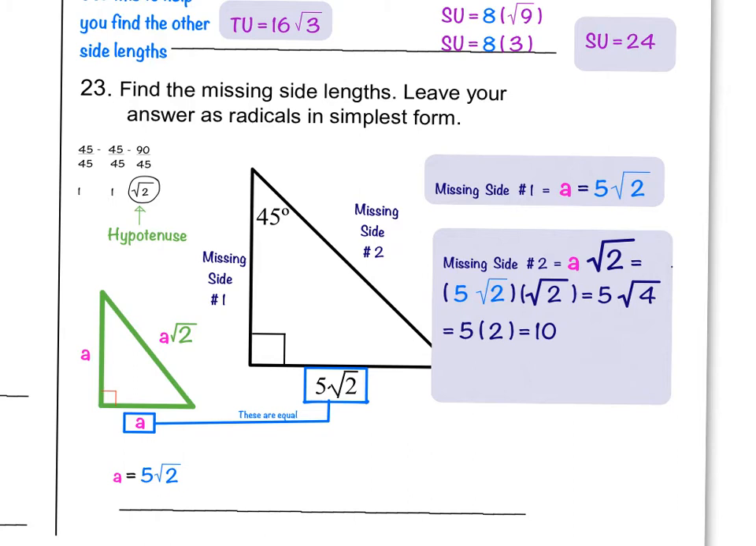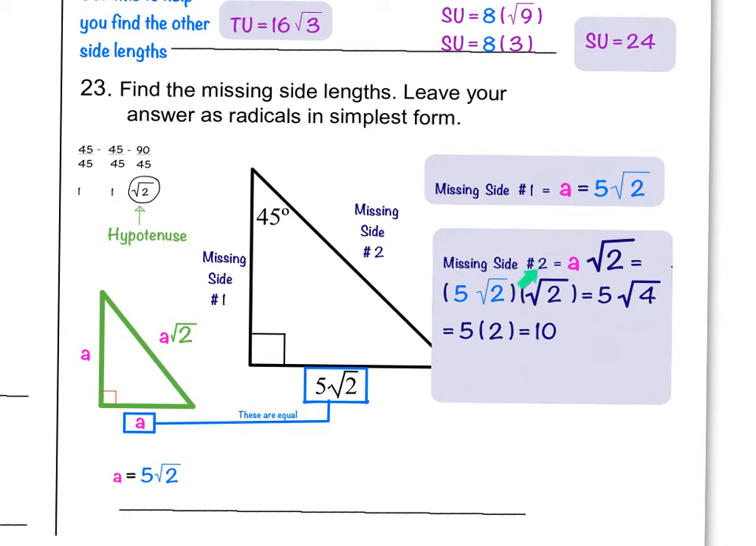So this will help me find my missing sides. Missing side number 1 is just A. So missing side number 1 is equal to A. And I know A. A is 5 square root of 2. So that would mean that missing side number 1 is the same as A, which is 5 square root of 2. So I found missing side number 1. It's just 5 square root of 2.